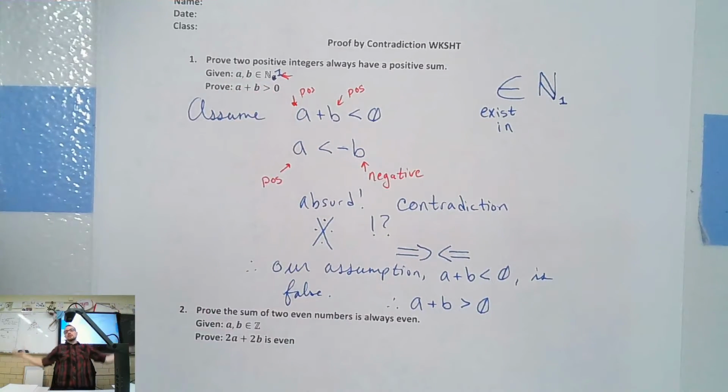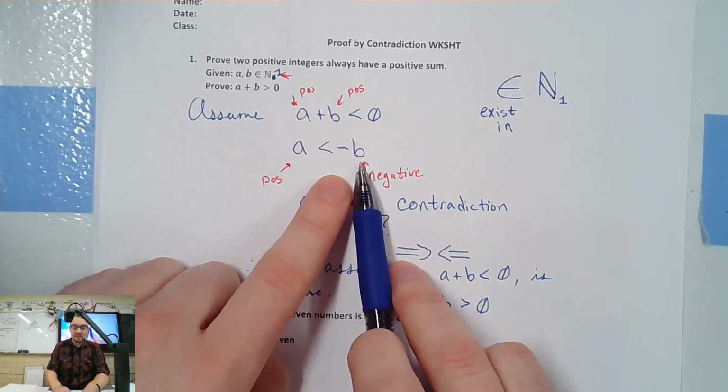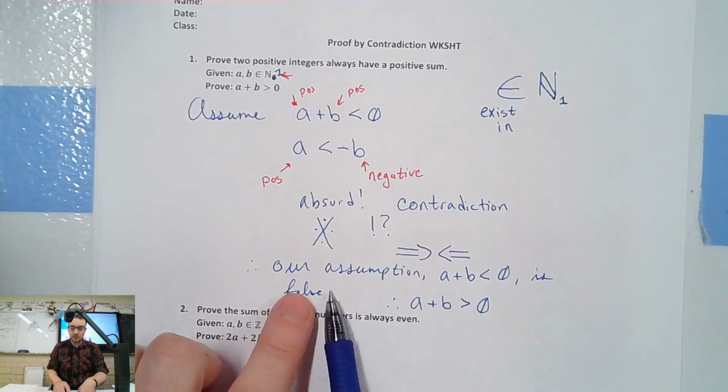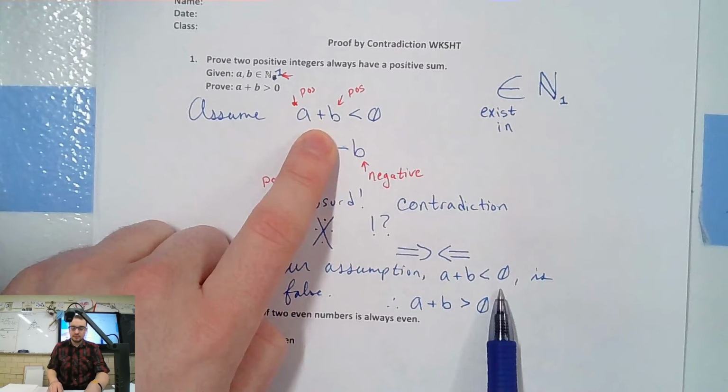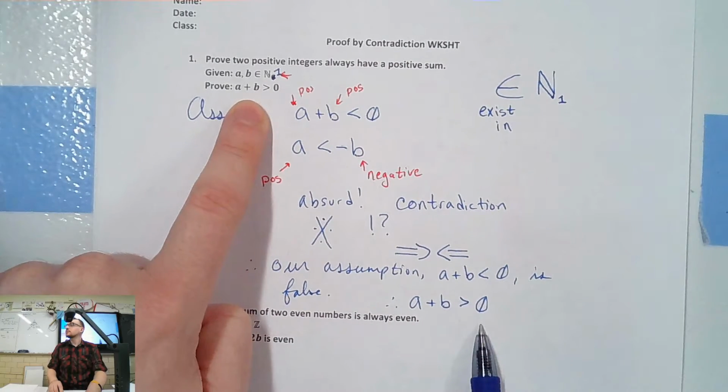So here's a collection of numbers, 1, 2, 3, 4, 5, 6, 7, 8, 9, 10. A and B can be any of those numbers. So they're both positive starting out. And then it becomes negative, we move it over. And that's a contradiction, because a positive can never be less than a negative. So therefore, our assumption must be wrong. Therefore, the opposite must be true. And we win, because that's what we wanted to prove.